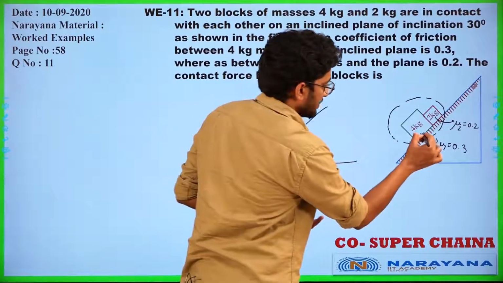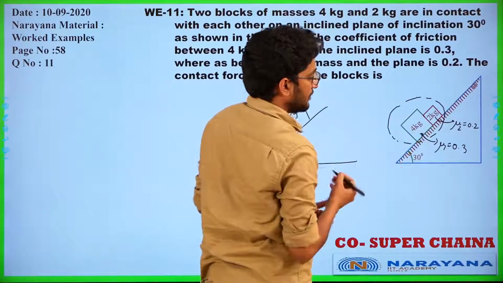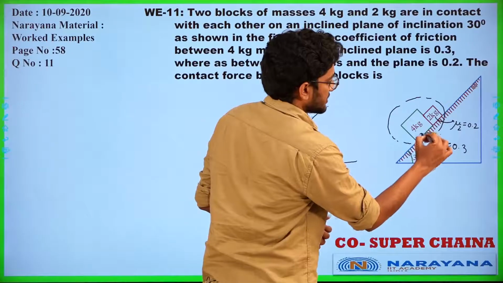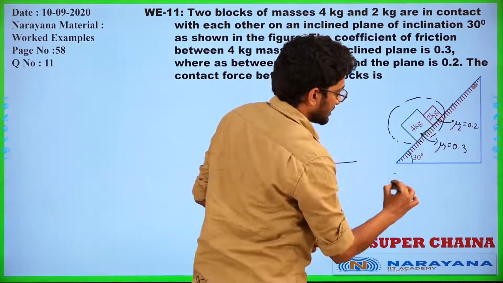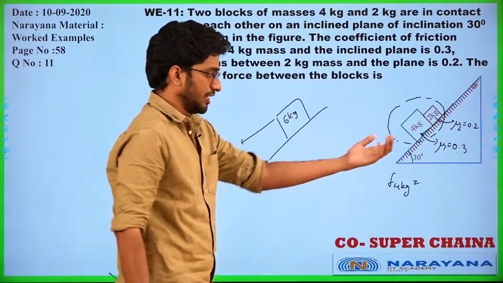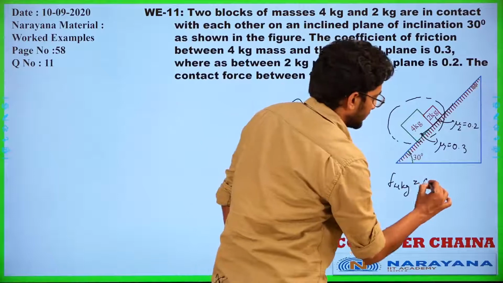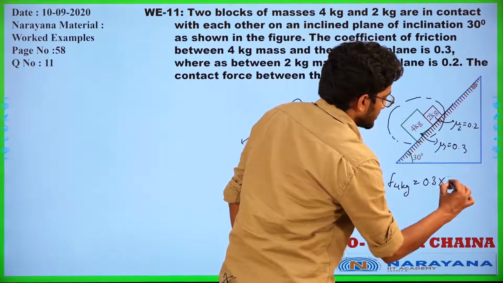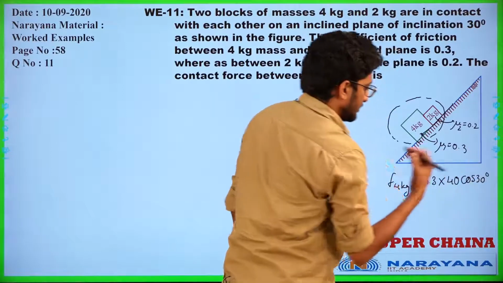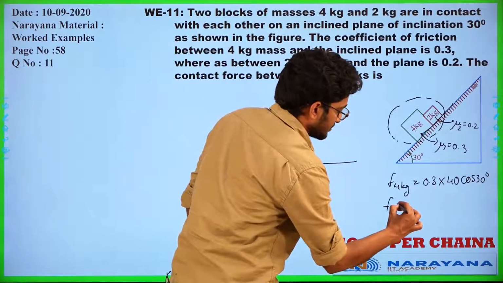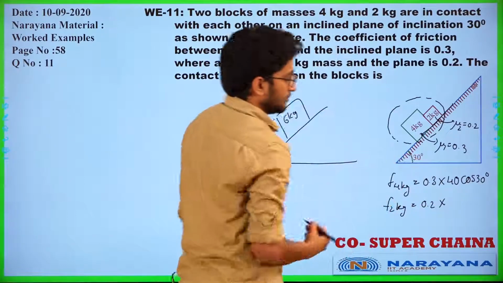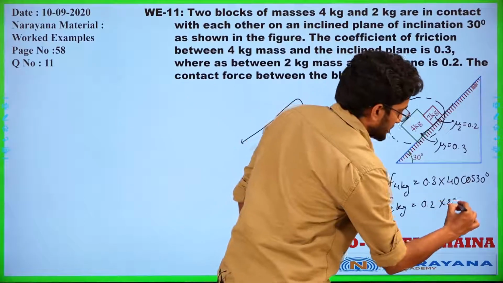separately. So friction here between the 4 kg block and the surface is mu mg cos theta, right? So mu here is 0.3, mg is 40, into cos 30. Similarly, friction acting on the 2 kg block is mu into mg cos theta. Mu is 0.2 into mg cos 30.